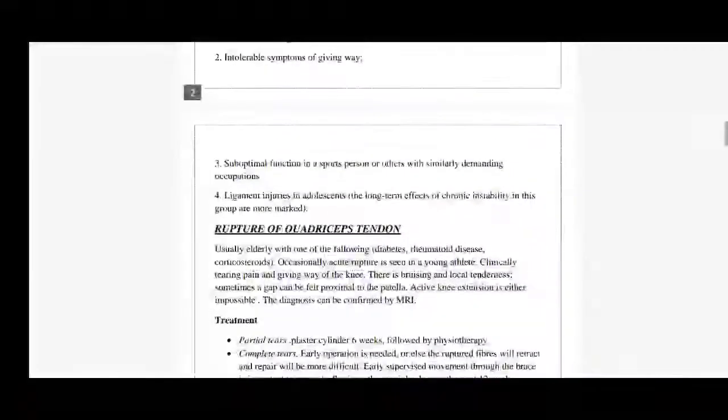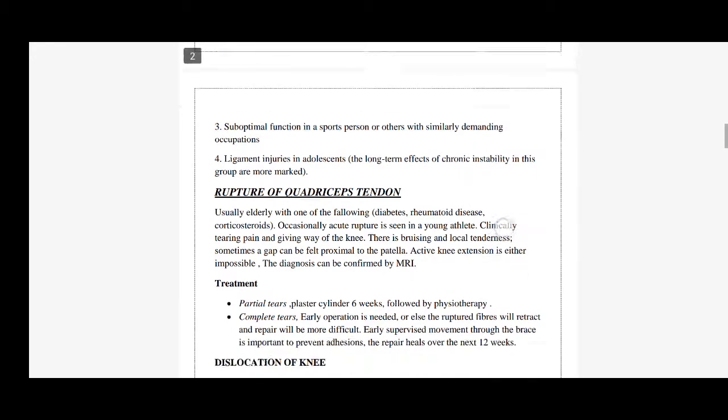Number two, intolerable symptoms of giving way. Number three, suboptimal function in sports persons, as we say professional athletes or others with similarly demanding occupations. Number four, ligament injury in adolescents, who need early rehabilitation and return of normal function.